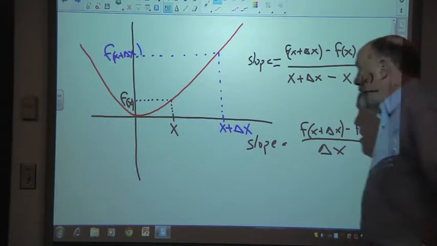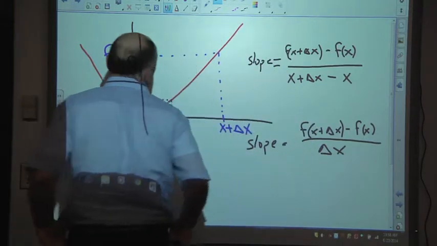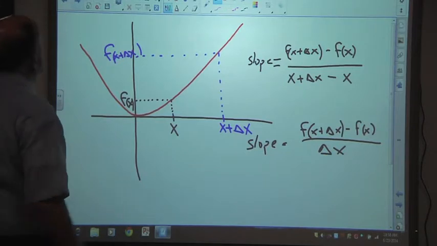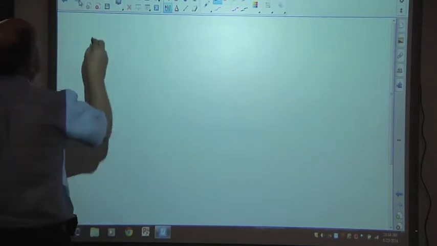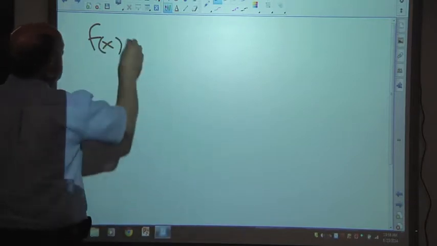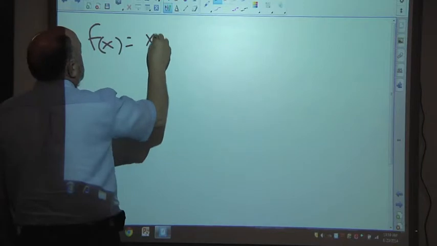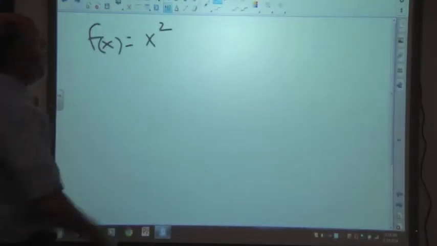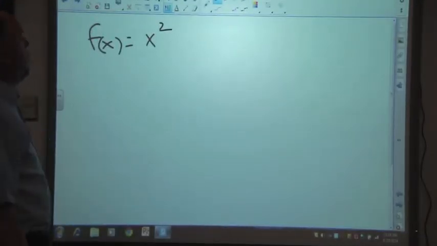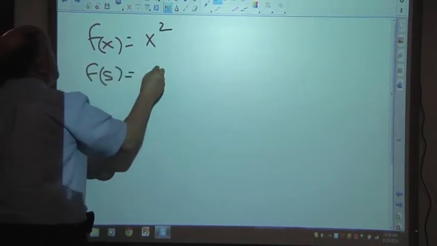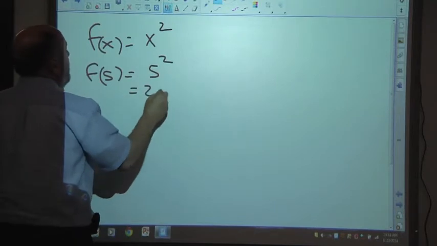So for example, let's say I want to find my slope for a given function. Let's say that my f of x is given by x squared. Okay. So that's f of x. We said we could do f of 5. We could just plug in the 5 and we end up with 25. So what is f of 5? That would be 5 squared, which would be 25.